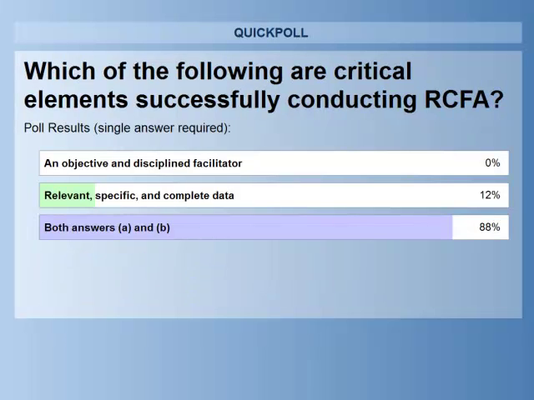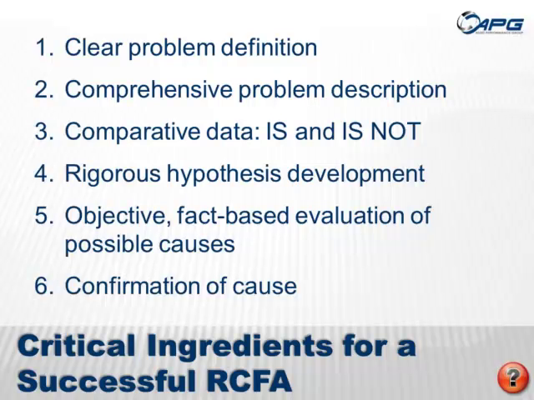No one said an objective and disciplined facilitator by itself. 12% said relevant, specific, and complete data. 88% said both answers, A and B: an objective and disciplined facilitator plus relevant, specific, and complete data are critical elements for successfully conducting root cause failure analysis. Yeah, and that's interesting. We haven't yet talked about the role of the facilitator, and as we'll see, it is a very important ingredient as well. So I like the fact that some of you picked up on that. But I think that plus the second item are both required. And we'll come back to that a little later in the presentation.